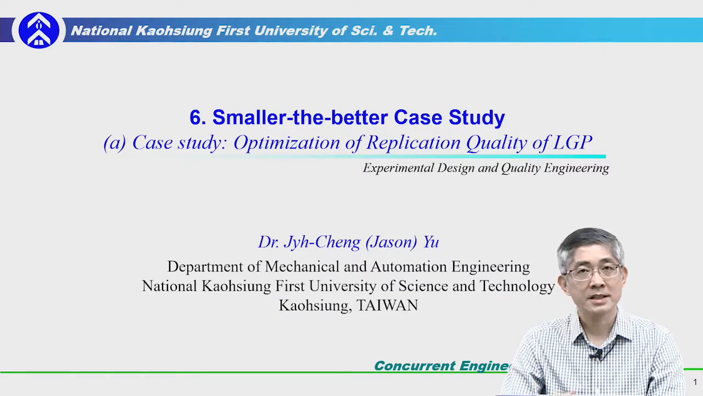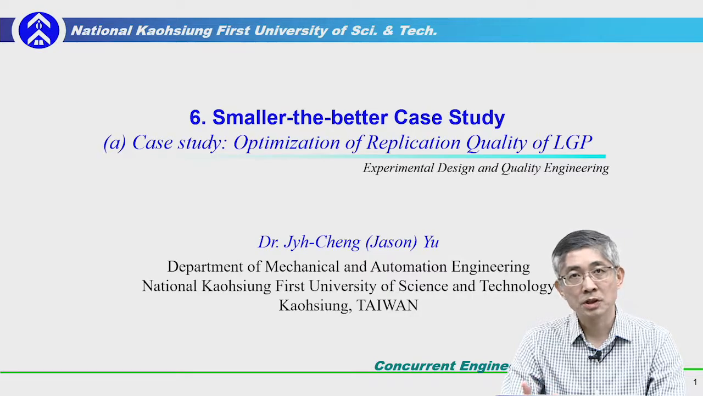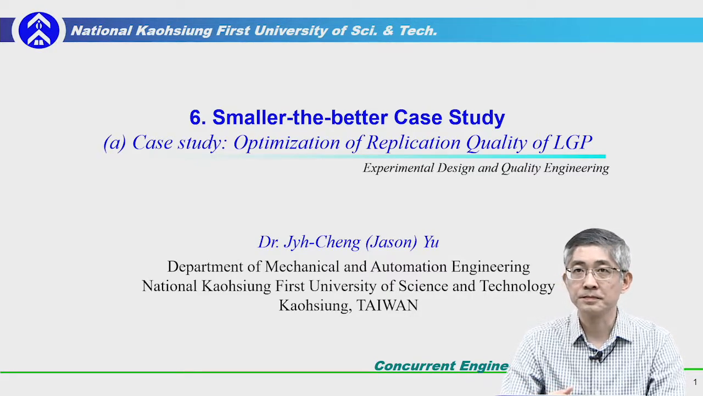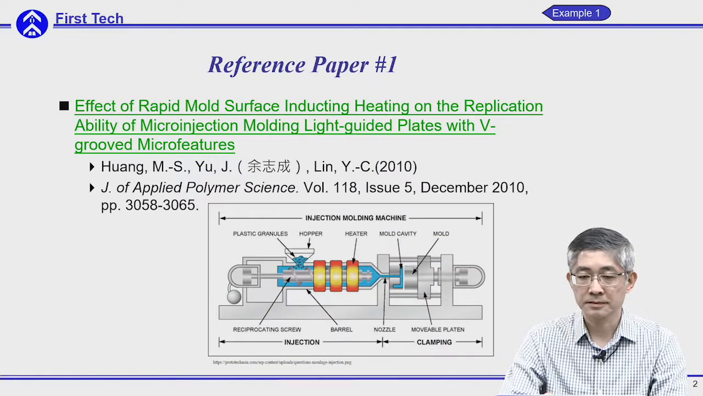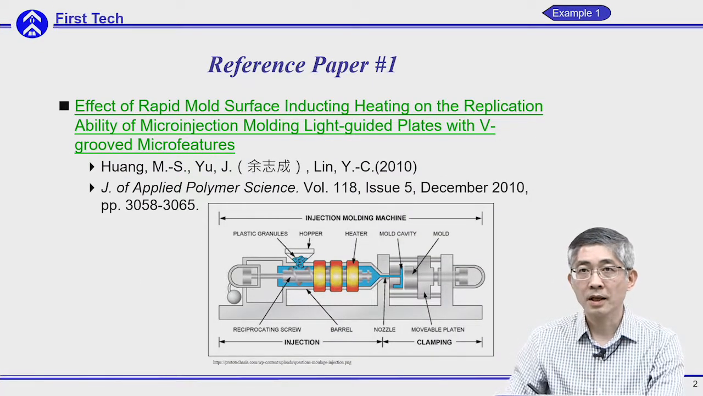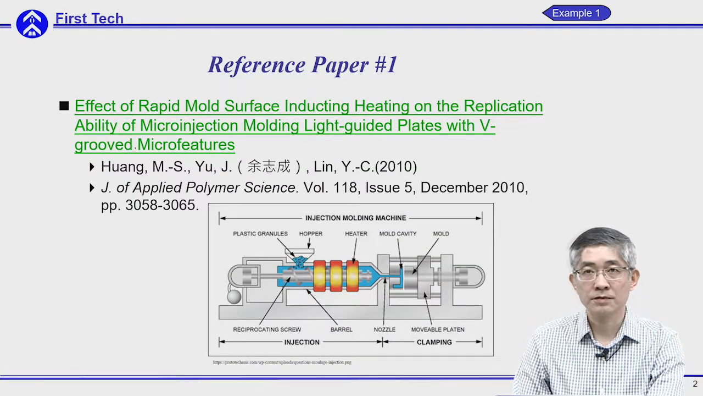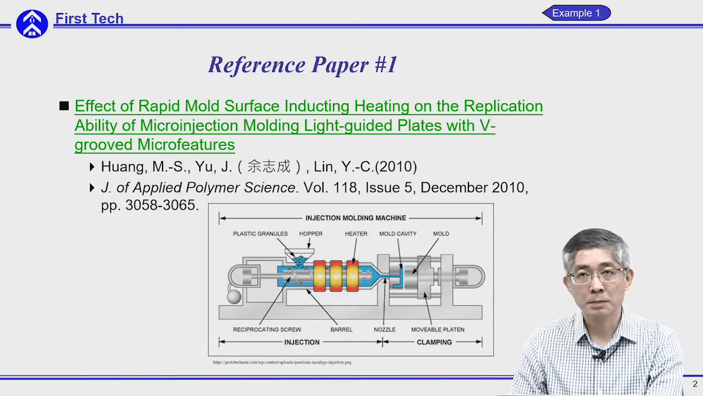Now we have some basic idea for the application of factorial experiment. Now I want to use a smaller-the-better case study to present how the application of Taguchi's method to a real engineering problem. This is an optimization for replication quality of light guide plate. This is the topic and the source of the reference. You can check out the detail from the paper.